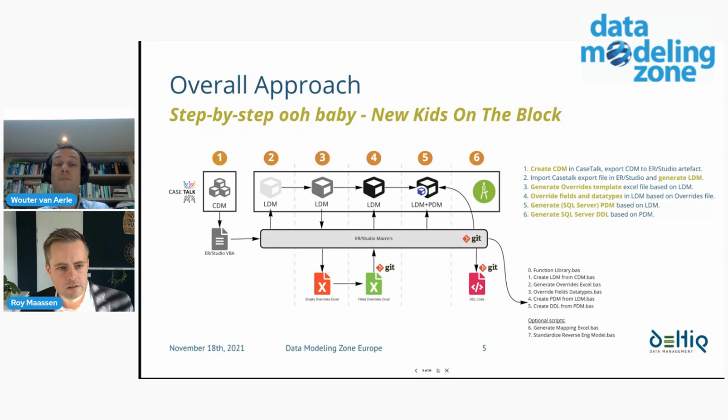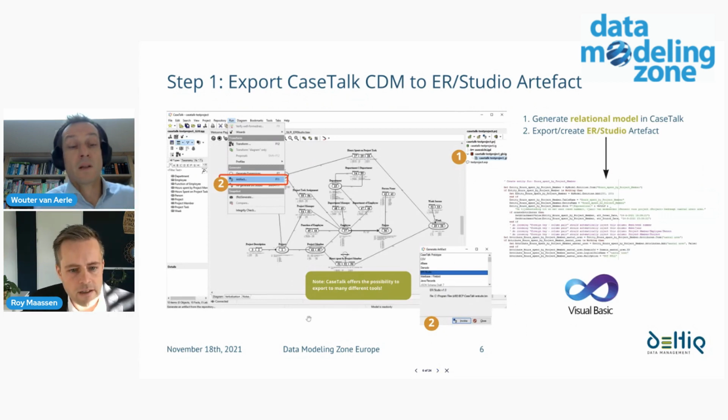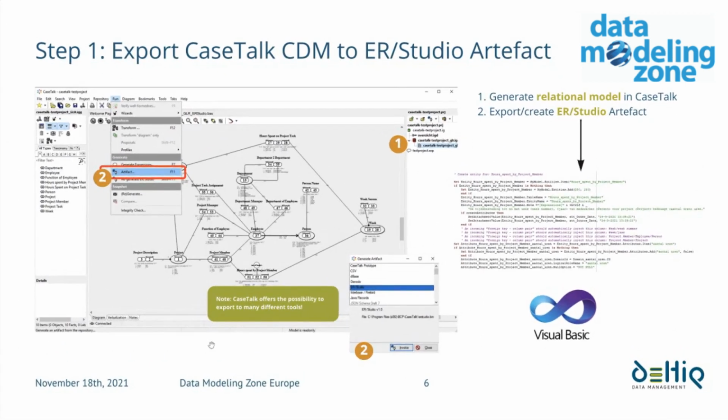But first, I'll be taking you with a dry run to the different steps. The first step that we do is that we generate a relational model on this conceptual information model in CaseTalk. And the second step that we do is we generate an artifact file. As I mentioned earlier, the artifact file is a Visual Basic script, kind of old school, but still works fine. And the Visual Basic script is being fed into ER Studio.